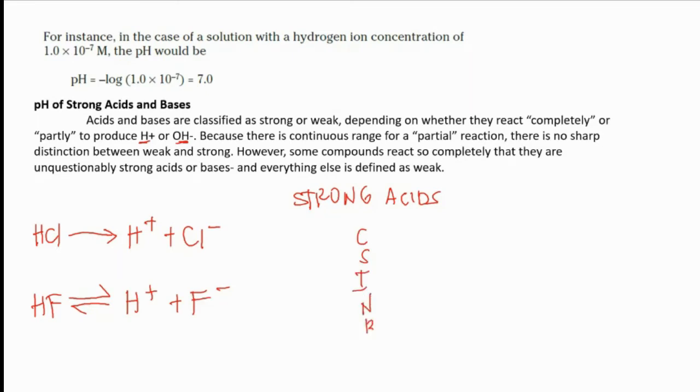The common strong acids are, first, HCl. Second is H2SO4, HI, HNO3, HBr, HClO4, and HClO3. When these act in a solution, they produce 1 mole of H plus ion. So whatever their concentration is, that is also the concentration of H plus.